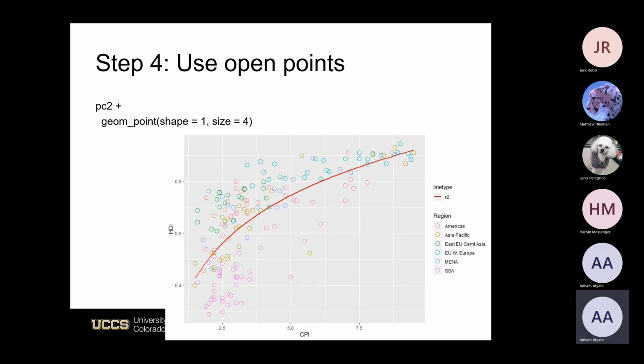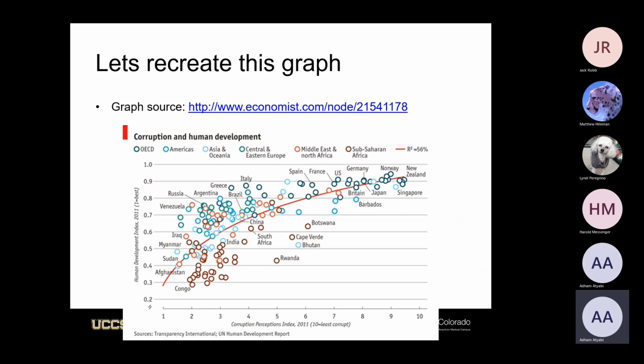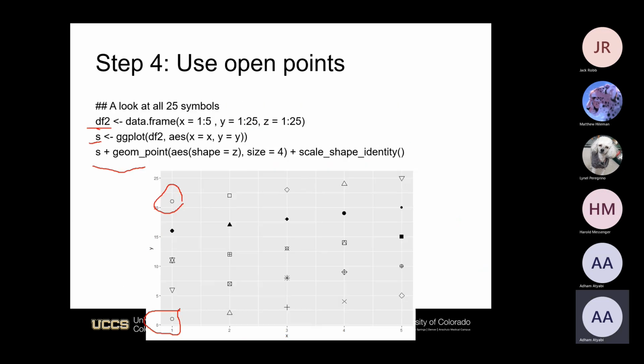So instead of just saying geo point, now we set the geo point with shape 1 and size to 4. This is going to give us an open circle, similar to what we were looking for. But the problem is the size of the line around the point is much narrower compared to the original graph, if you compare it with this one. So now we have to deal with that a little bit.